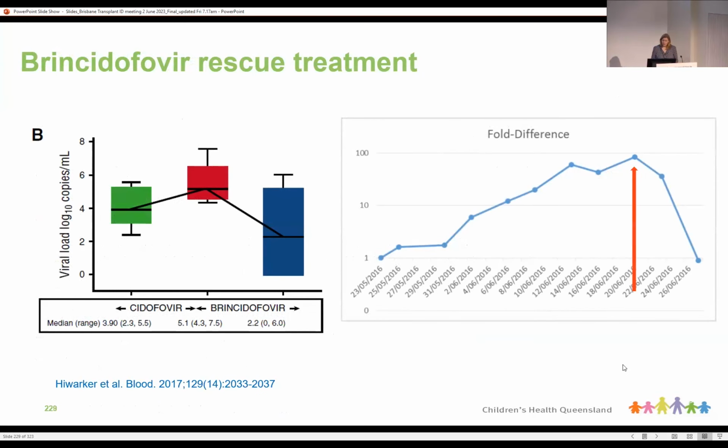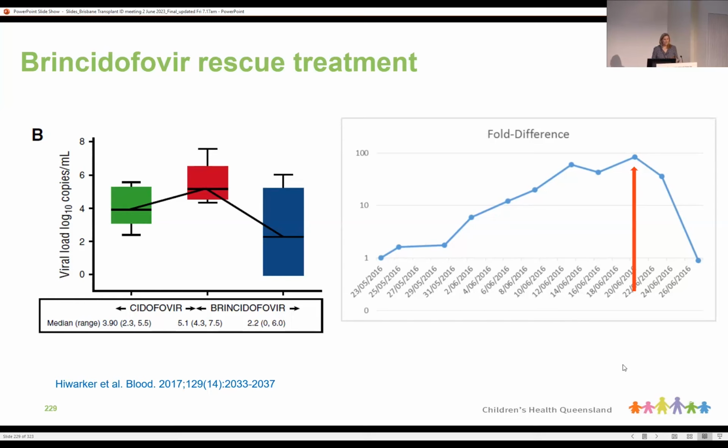There are also some quite nice case series, again looking at rescue treatment and comparing to cidofovir. This plot on your left shows rescue treatment with brincidofovir after treatment with cidofovir in children, with significantly decreased viral loads in those children that failed cidofovir. And the graph on the left is one of our single experiences. You know, n equals 1 in everybody's life, doesn't it?